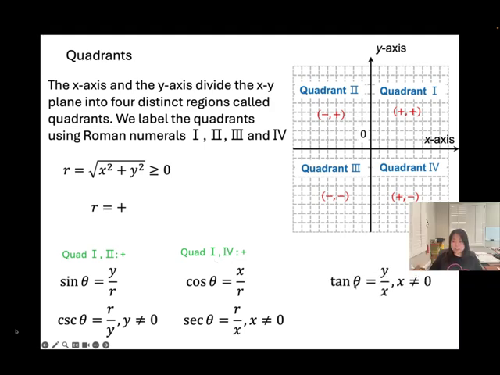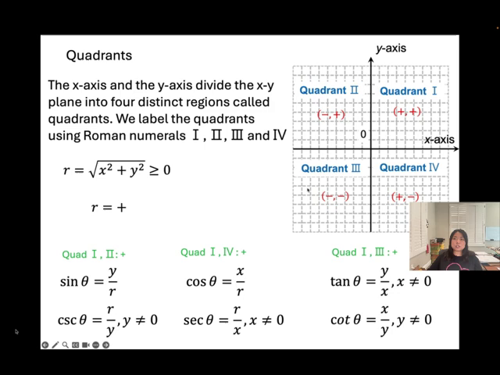Now we're going to look at the tangent. Tangent theta is equal to y over x. In quadrant 1, positive over positive is positive. In quadrant 3, x is negative and y is also negative; negative over negative becomes positive. So tangent theta in quadrant 1 and quadrant 3 will be positive. Cotangent theta shares the same sign with tangent theta.